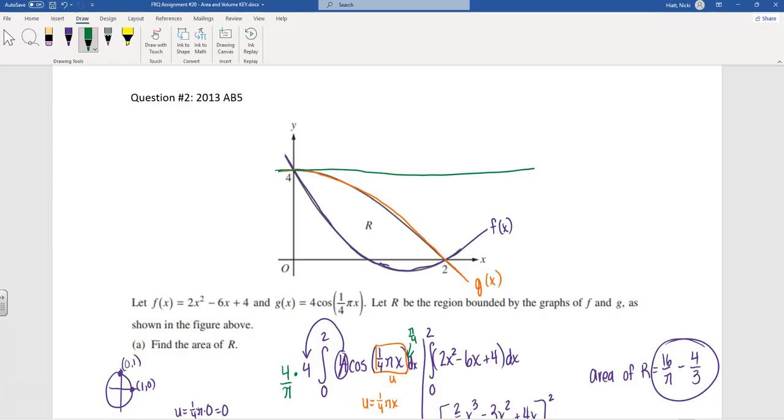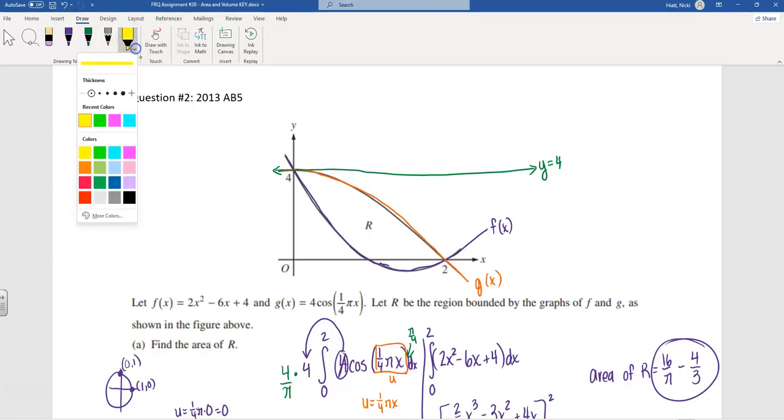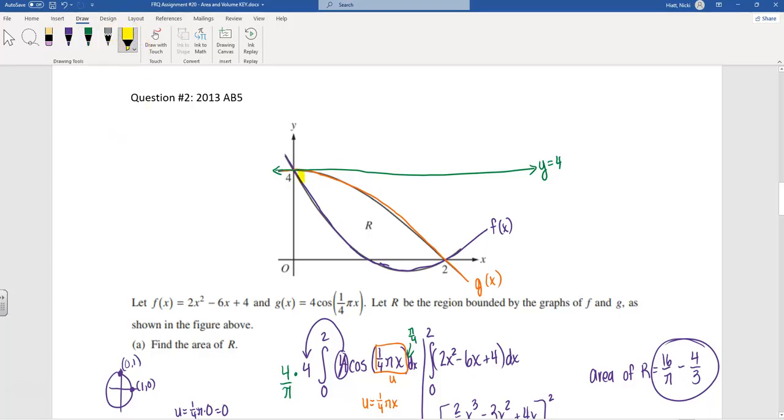That is right here. There is y equals 4. And we will be taking this area, our area for R, and we're rotating that around that line, y equals 4. Will this have a hole in it? Yes, it's going to have a hole in the middle. So that means we got to do volume of the outside minus volume of the hole, right?